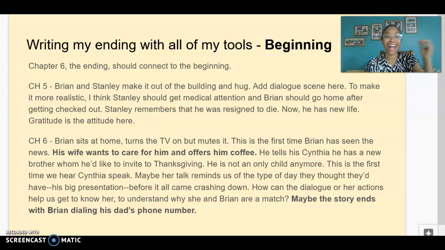So, of course, I have my chapter 1 and chapter 2. How can I connect my ending to the beginning? That's what I'm thinking about. Now, when I think about how to connect my ending, I'm really focused on chapter 6.